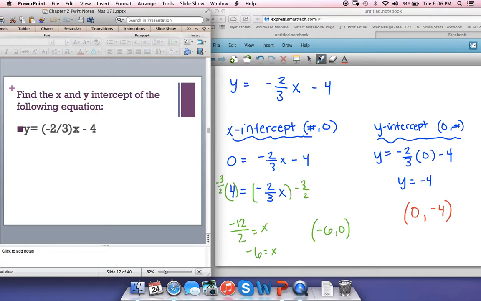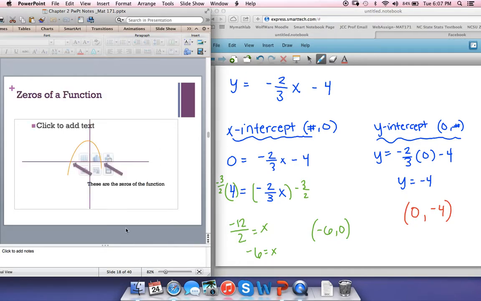Now, I tried to provide a nasty example. Not all of them on WebAssign will be this nasty. Some may be nastier. You may see some square roots. You may see some squares. Whatever you see, the process is exactly the same. So don't allow yourself to get tripped up by notation. Solve it as you would any type of equation.